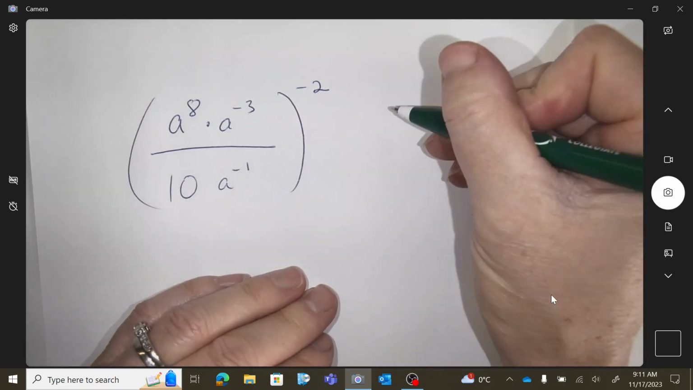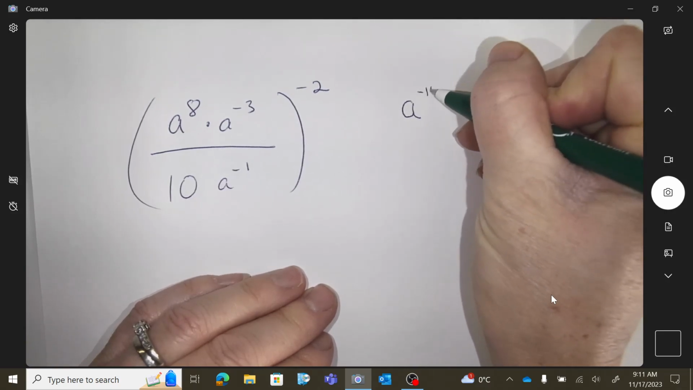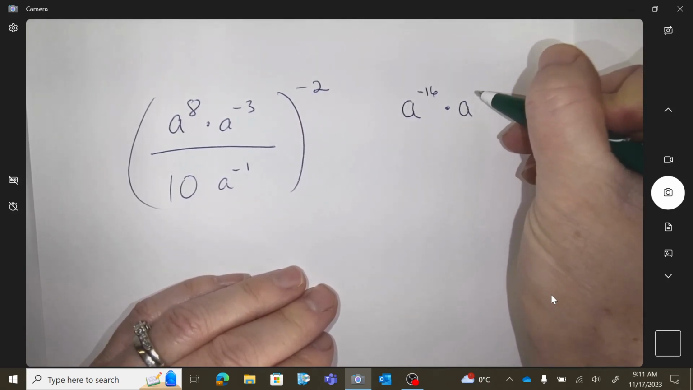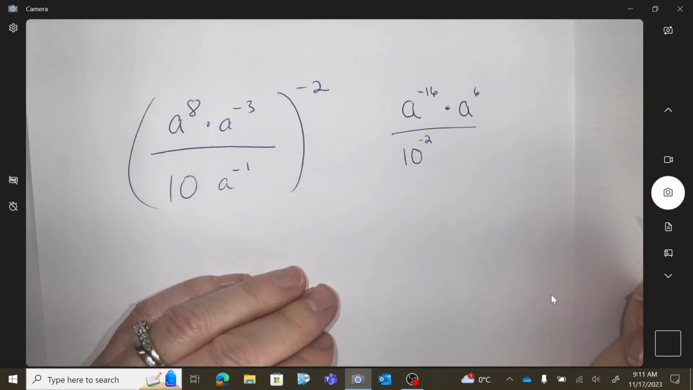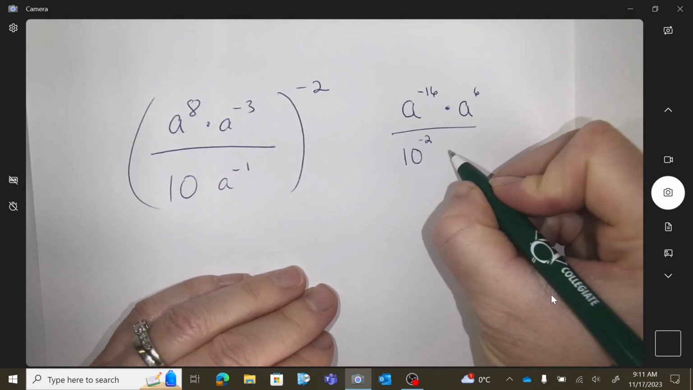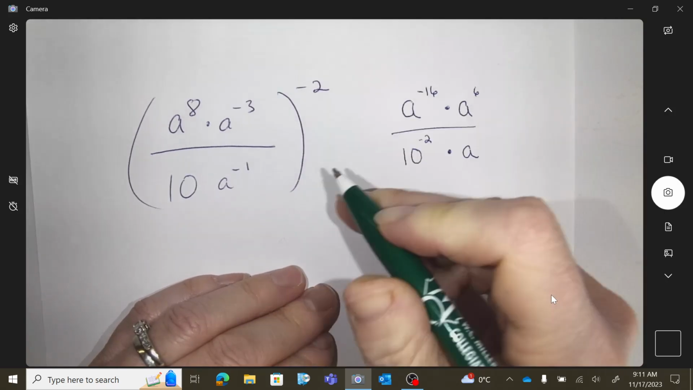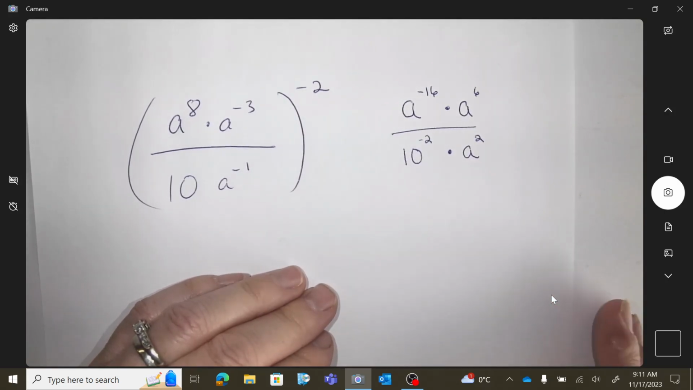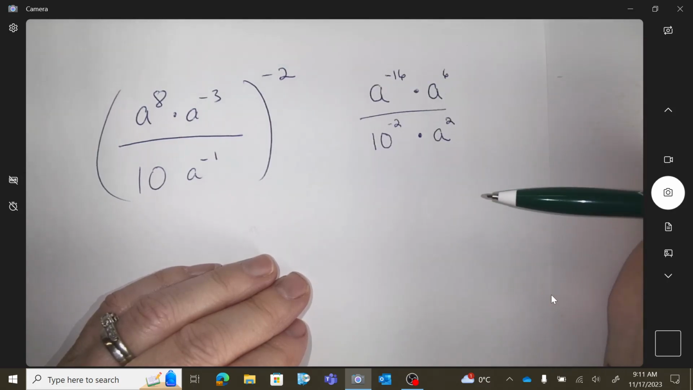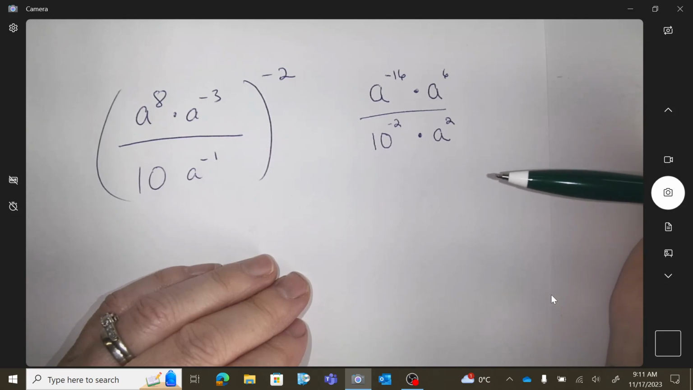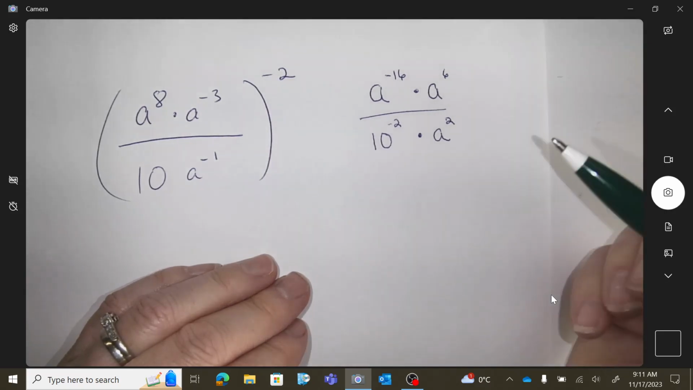-2? Okay, so then I would go a to the -16, a to the +6, 10 to a -2 exponent. We'll have to figure that out. A to a +2. Okay, now we can go through a process of what has to move and what has to stay. What has to move, what can stay.